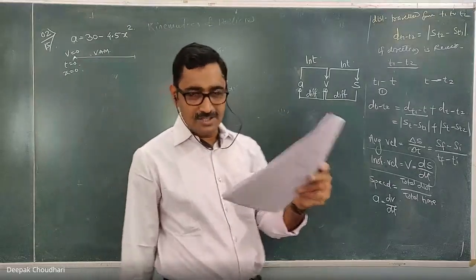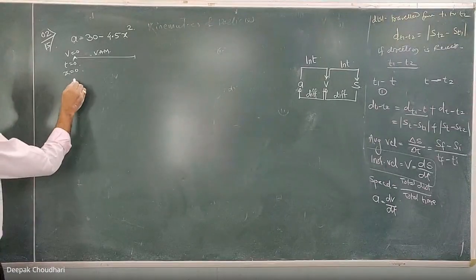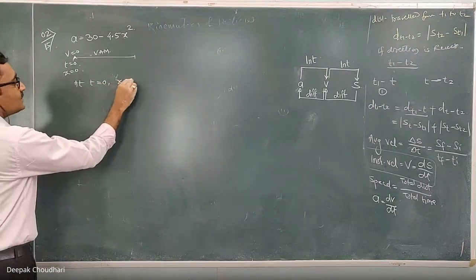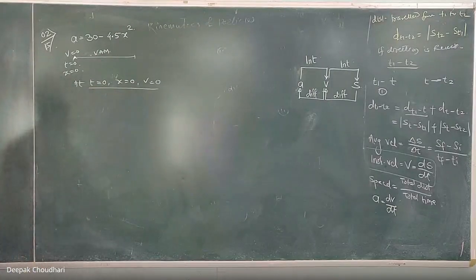So this is given. These are the boundary conditions. Which boundary conditions are given? At t equal to 0, x equal to 0 and v equal to 0. You can use this as a boundary condition. You can use whichever boundary condition is required.